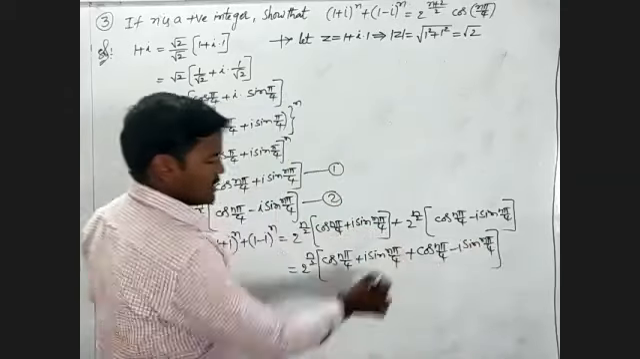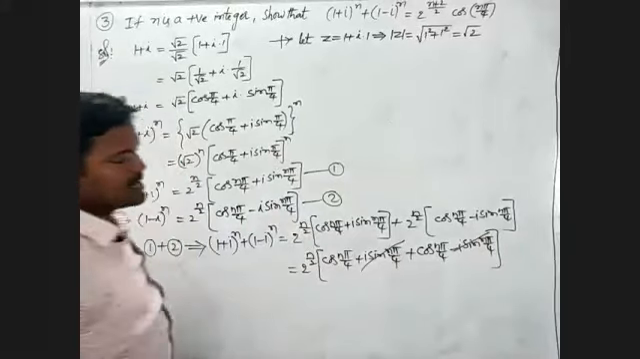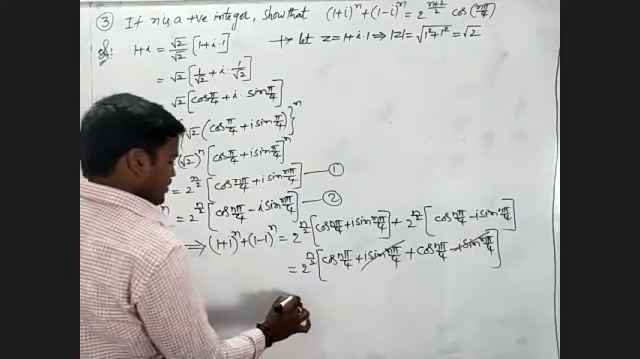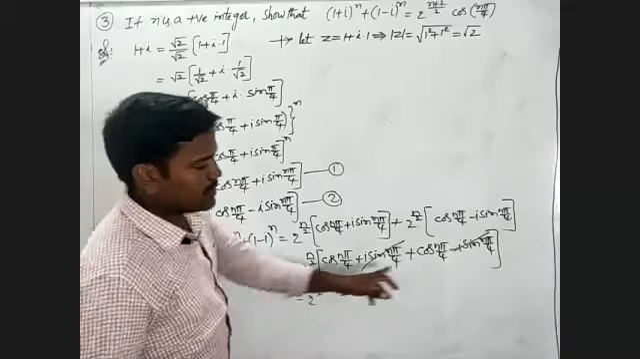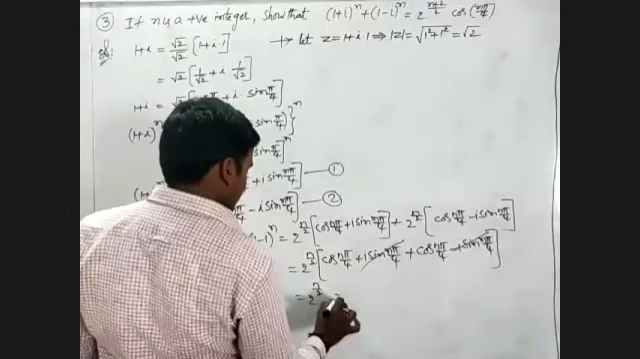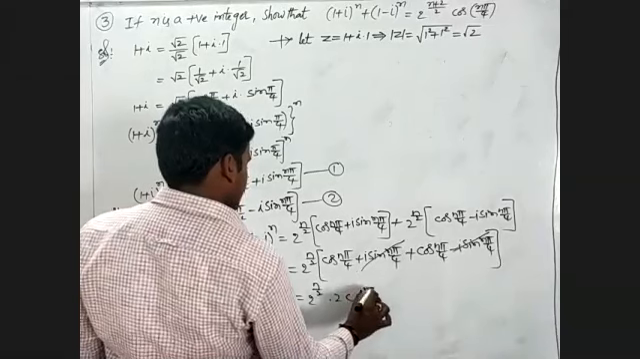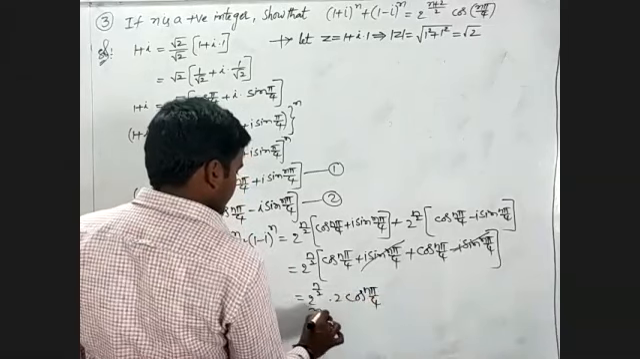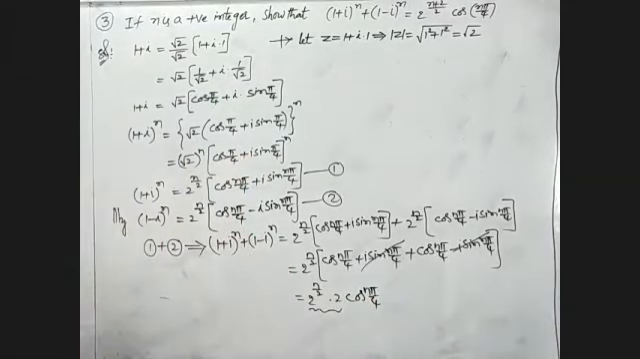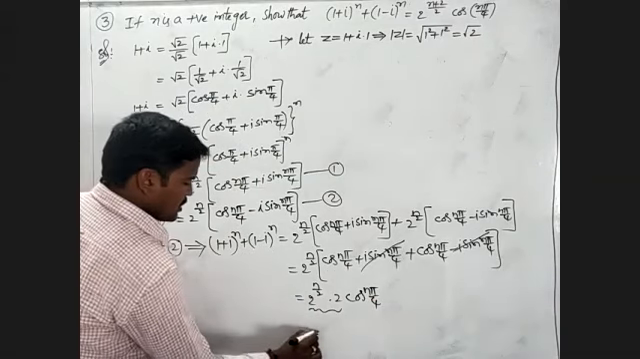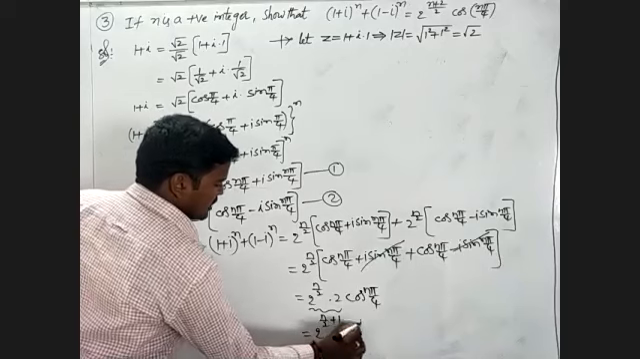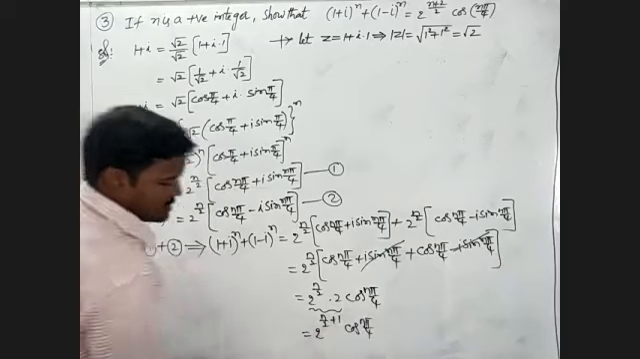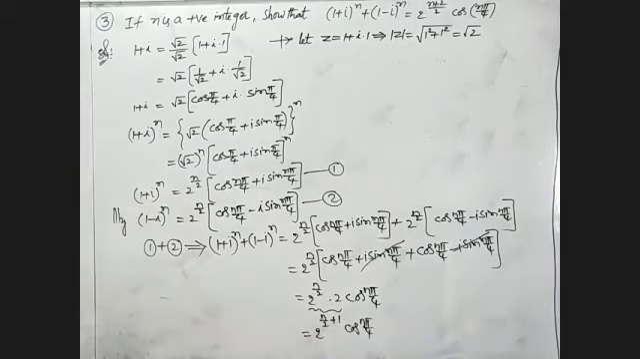We will observe in this one that the plus and minus i sin terms will cancel. Remaining we have to write 2 power n by 2 into cos n pi by 4 plus cos n pi by 4, which is 2 cos n pi by 4. We will observe here the bases are equal, so powers must be added. That will be 2 power (n by 2 plus 1) into cos n pi by 4.